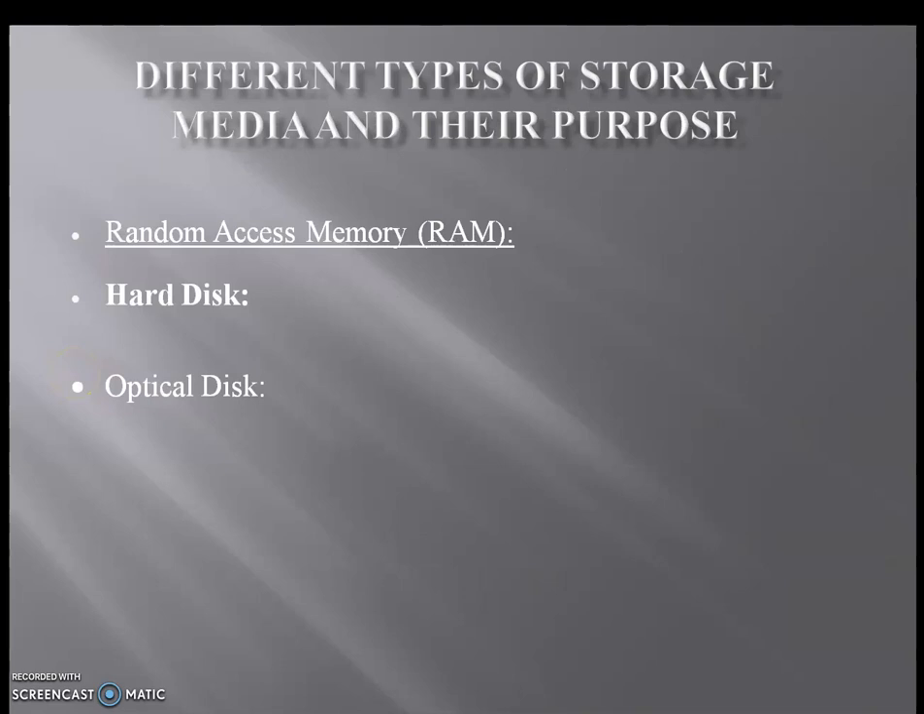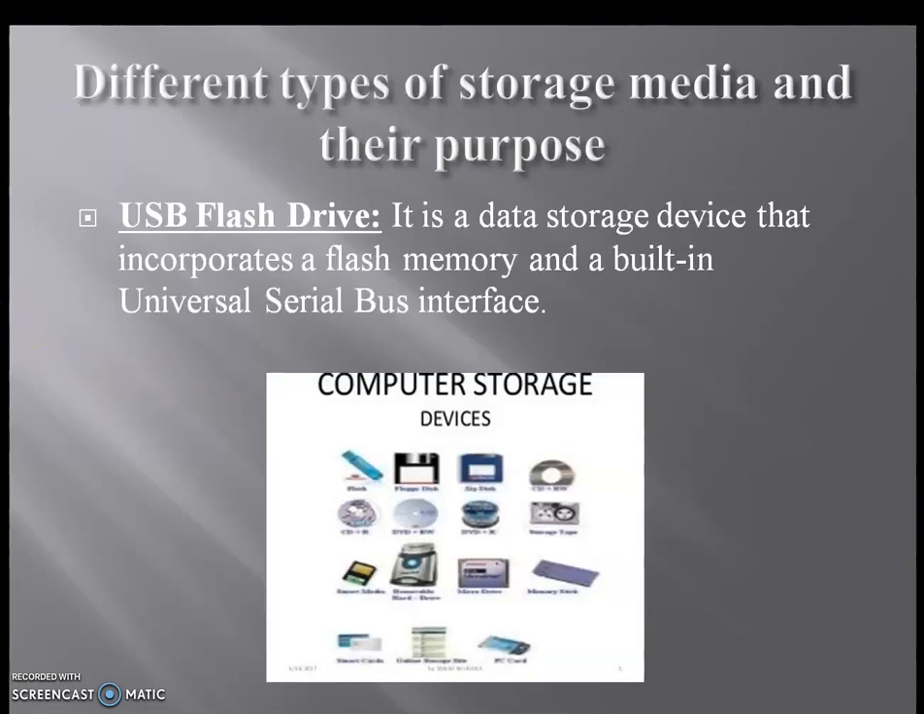Different types of storage media and their purpose. Random access memory (RAM), hard disk, optical disk. Different types of storage media and their purpose. USB flash drive. It is a data storage device that incorporates a flash memory and a built-in universal serial bus interface. Computer storage device.